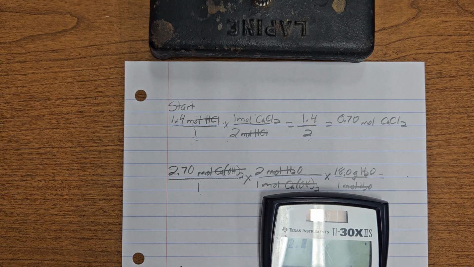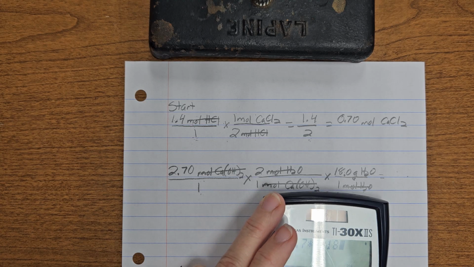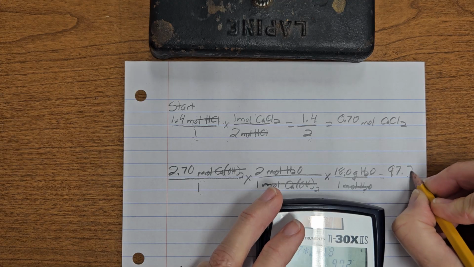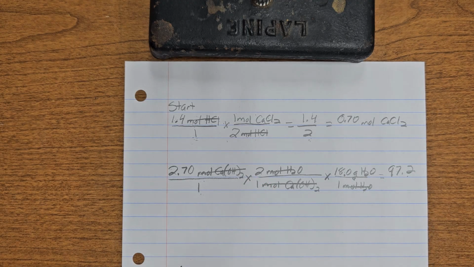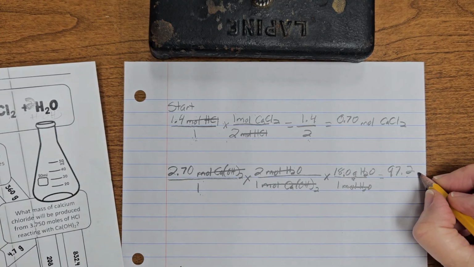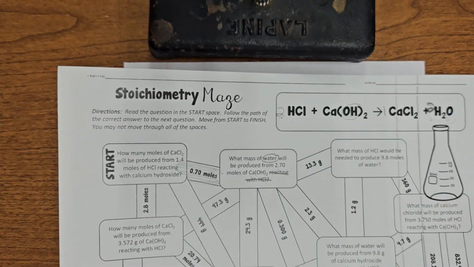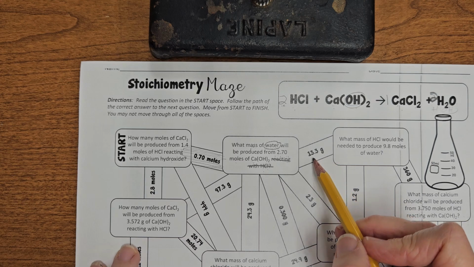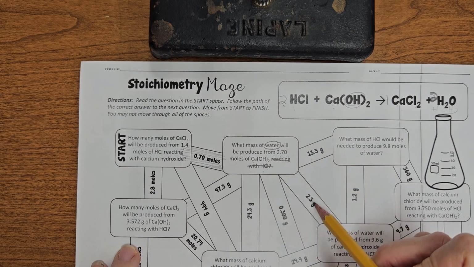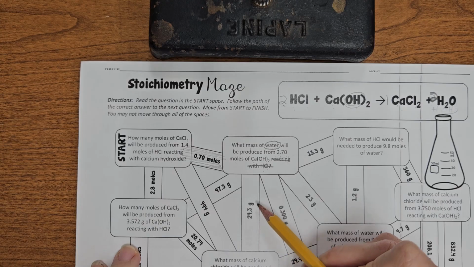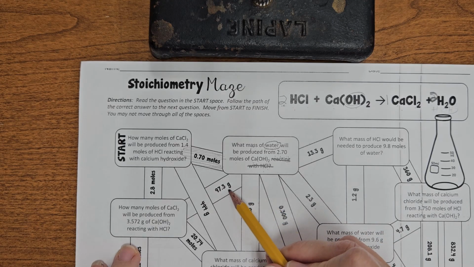So 2.7 times 2 times 18 equals 97.2. And that is going to be grams. So I'm going to get my maze here, and here are my options: 13.3, 2.3, 0.3, 24.3, or 97.3.